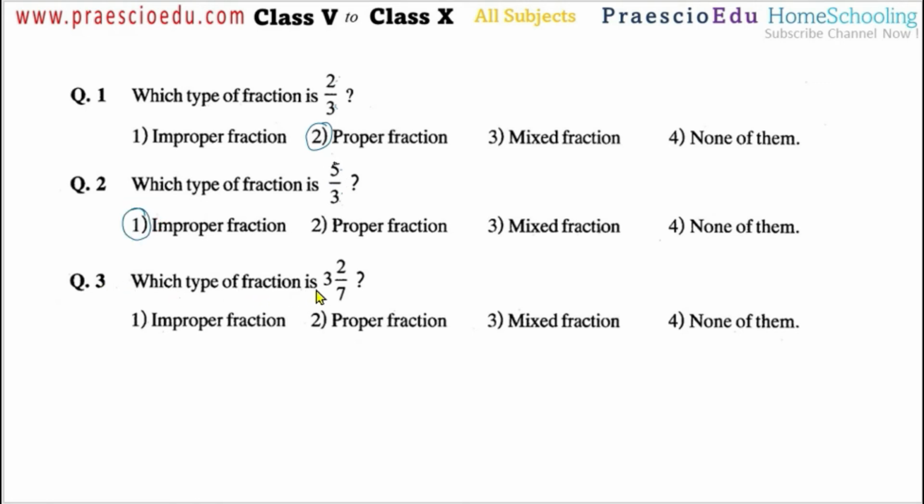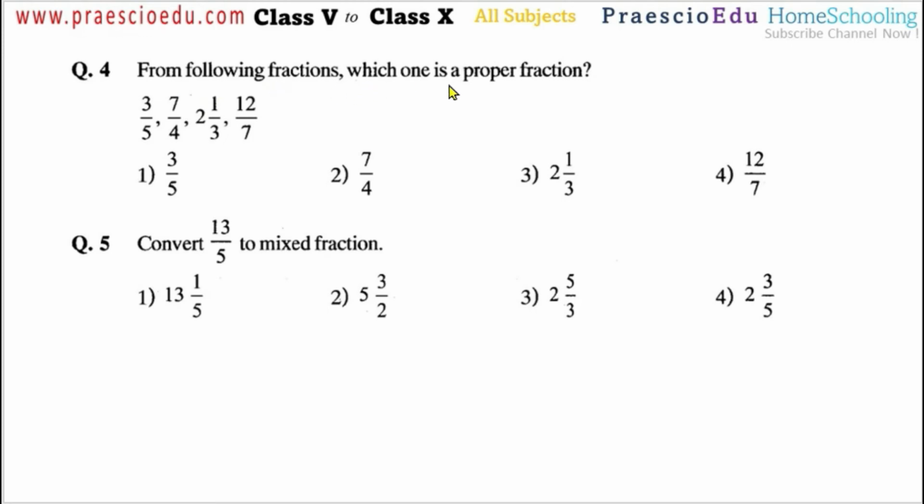Now, which type of fraction is 3, the whole number or integer, and 2 upon 7? This is a mixed fraction, as we have already seen. So don't get confused between mixed, improper and proper fractions. Question number 4: from the following fractions, which one is a proper fraction? Four fractions are given, separated with commas, and we have to choose the proper fraction. Here 3 upon 5: 5 is the denominator, which is greater than the numerator, so this is a proper fraction.